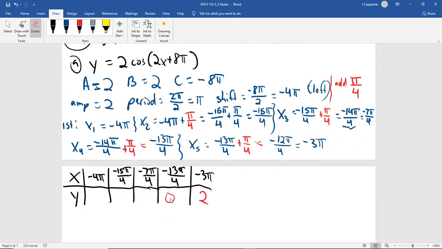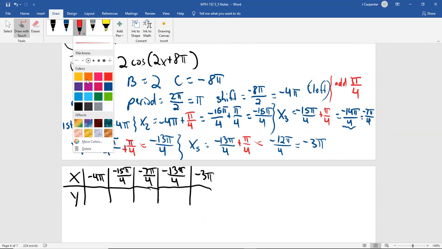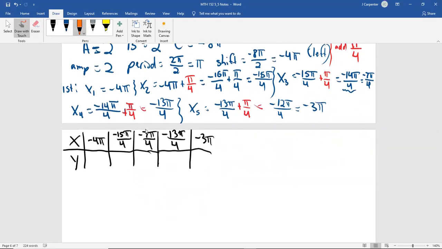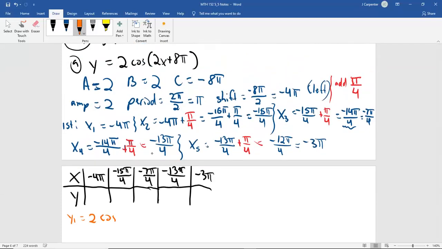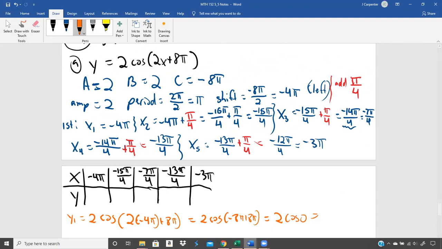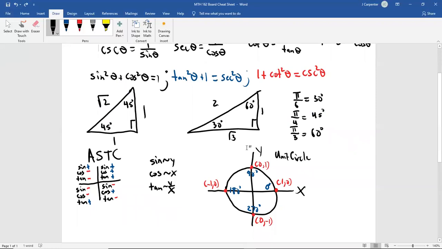So in orange, the first one, y1, that will be, let's pull the original function up, 2 times the cosine of parentheses 2 times negative 4 pi, then a plus 8 pi, close that outer parentheses. 2 times negative 4 is negative 8, so this is 2 cosine of negative 8 pi plus 8 pi, and as always, that becomes 0. The cosine of 0, if you go back to your sheet stuff, and again, this is the stuff that you are allowed to write once you start a test, but you cannot have written down beforehand, don't you dare.